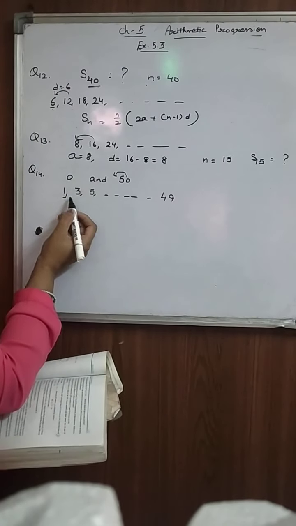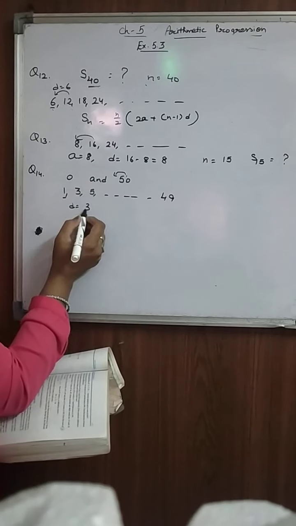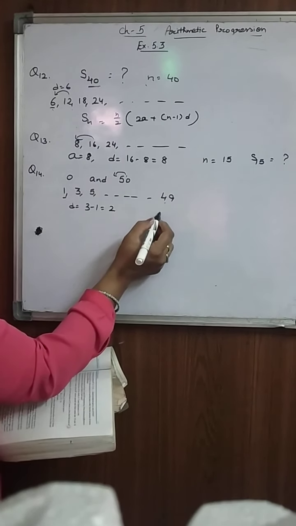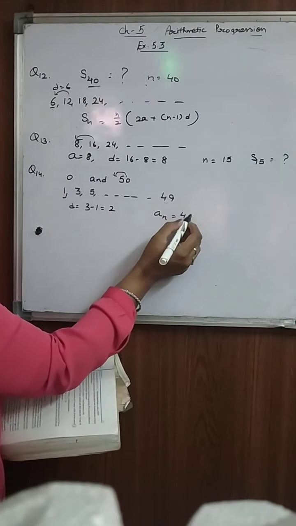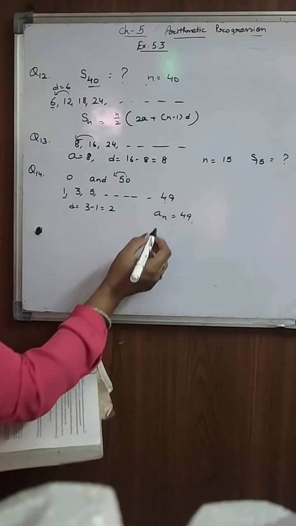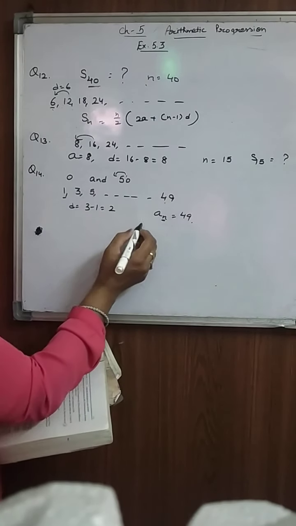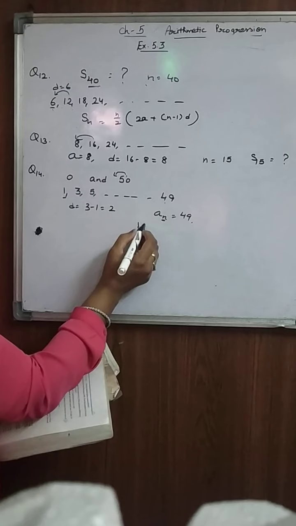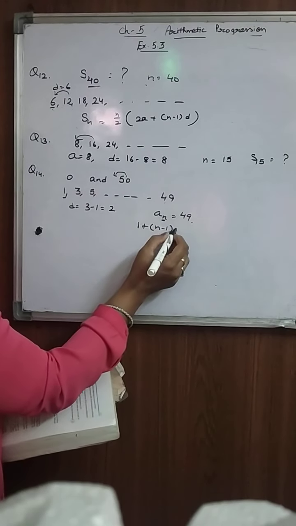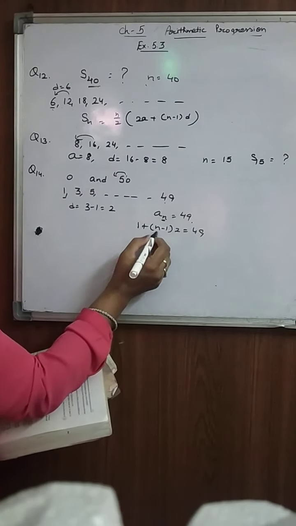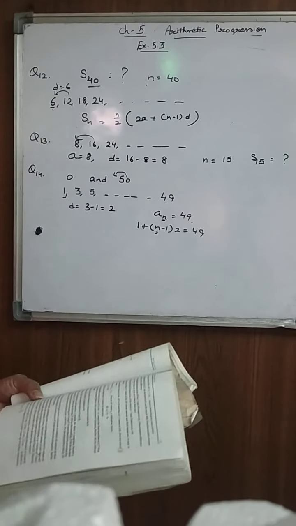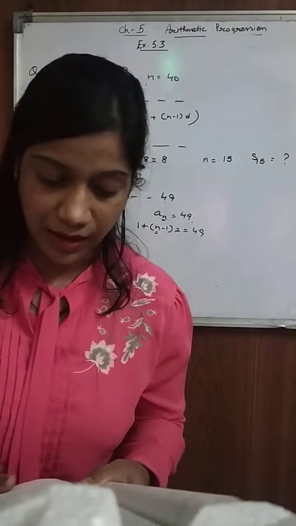You are having the A. You are having D, 3 minus 1 as 2. And you are even having the nth term also. So first of all you will find the number of terms by this, A plus N minus 1 into D. By solving this you will get the value of N, and then find Sn.